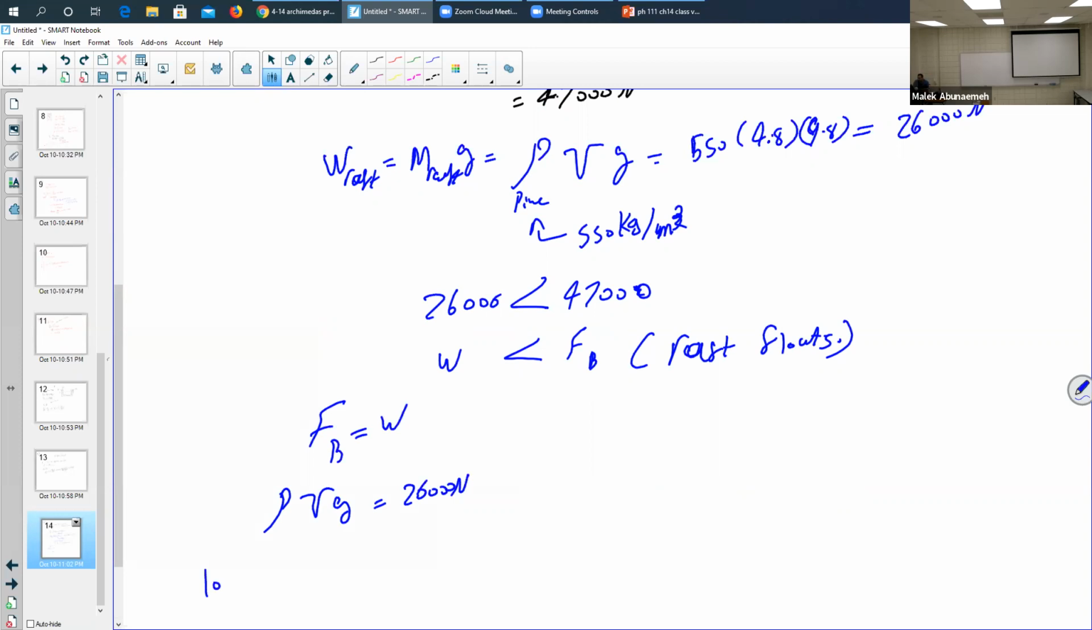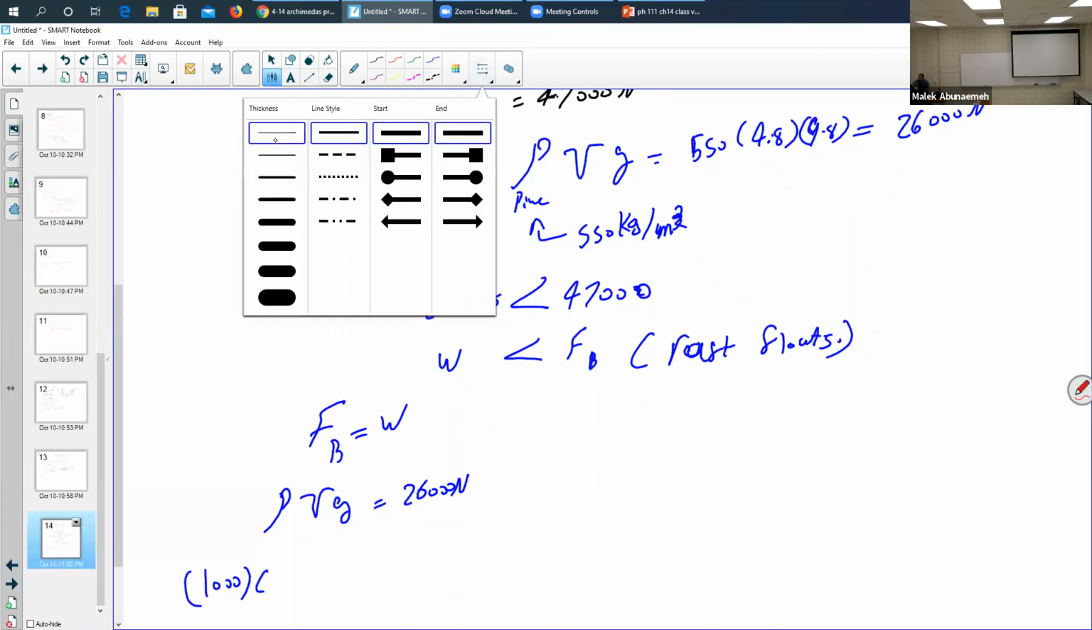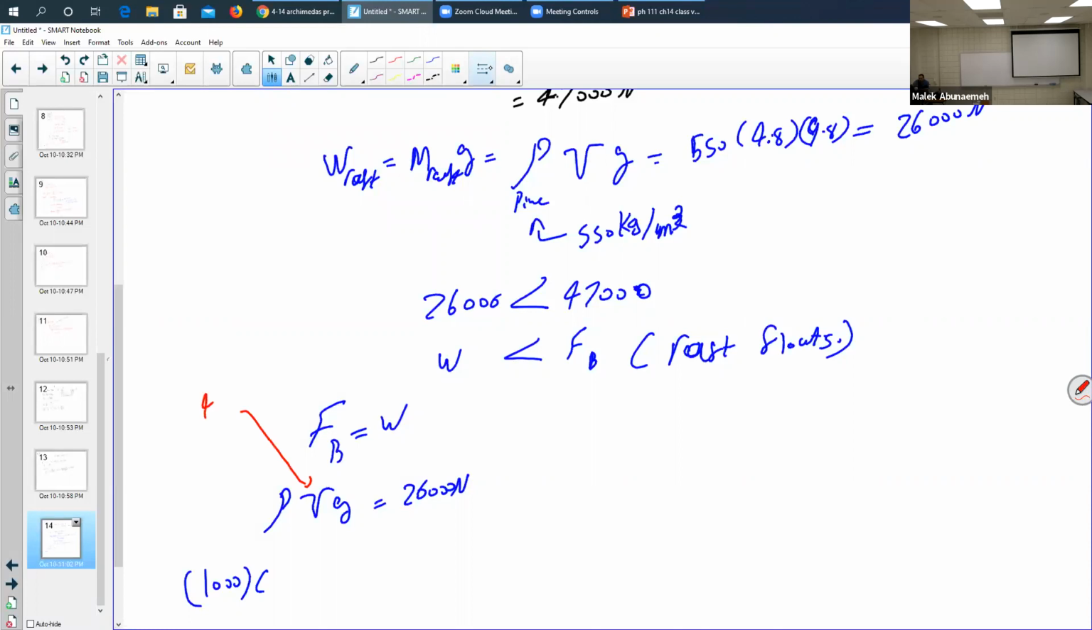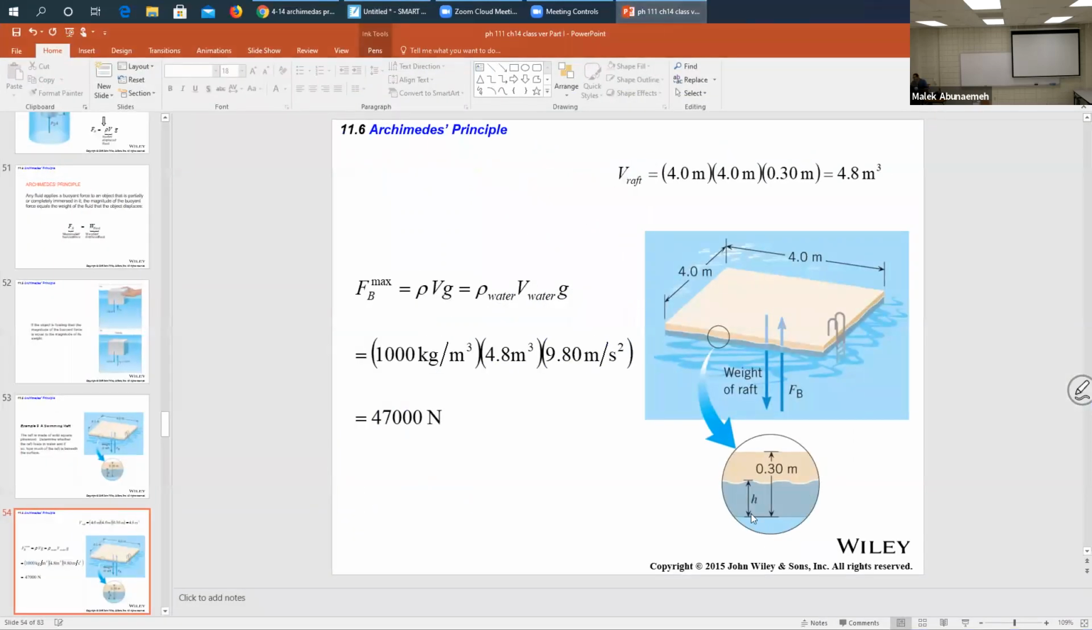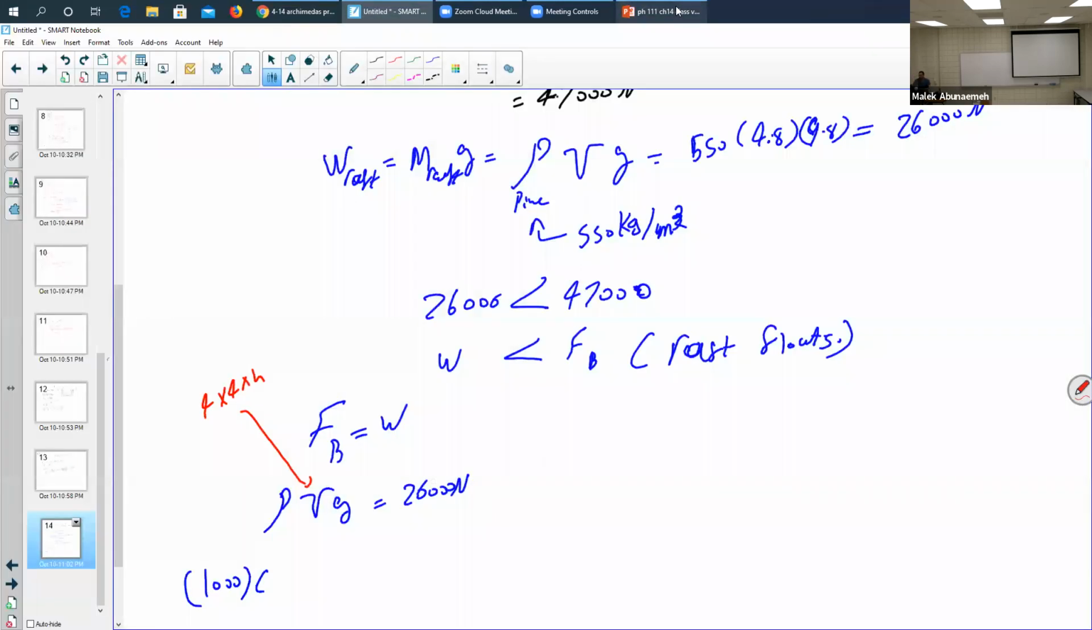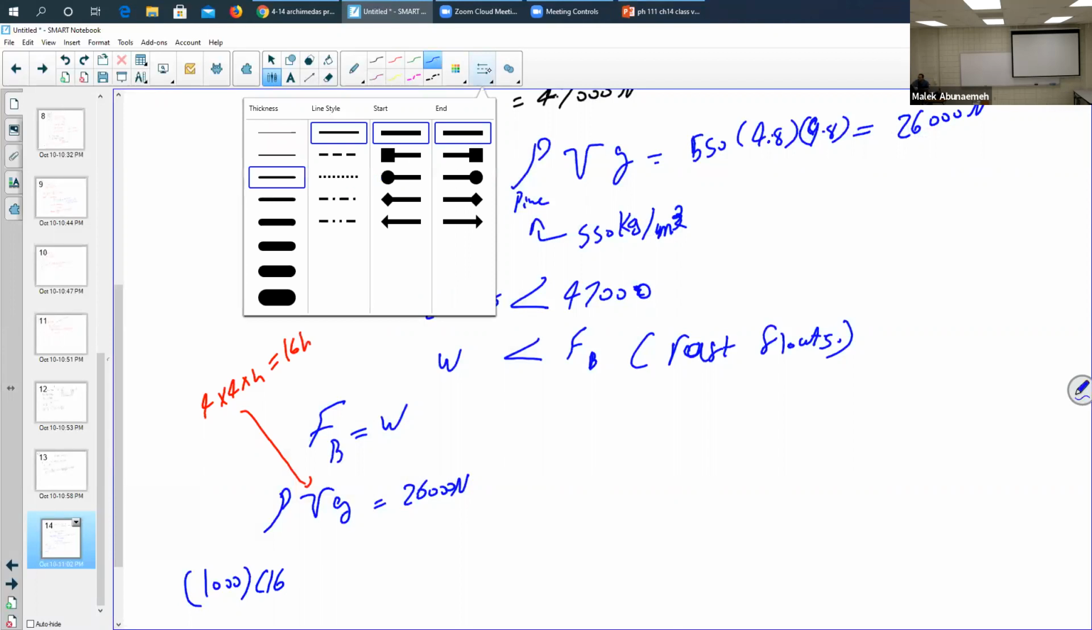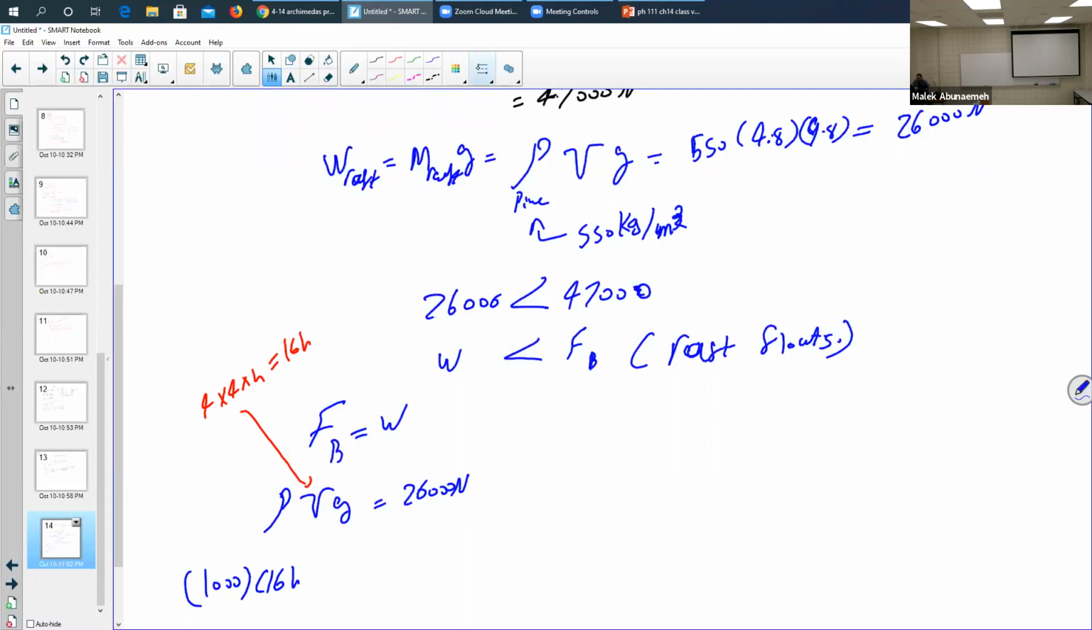But we want to see how much of it is under the water. So basically, our density of the water is going to be 1,000 multiplied by 4 times 4 times h, the little part that's immersed underwater. This is going to be 16h, multiplied by 9.8. That's going to equal 26,000 newtons.